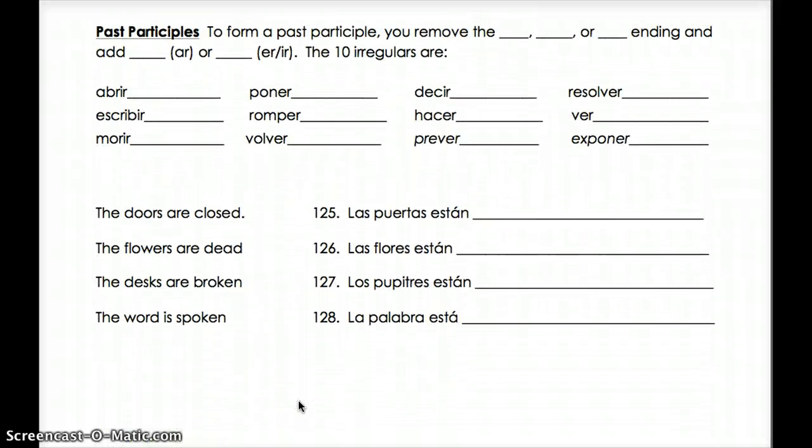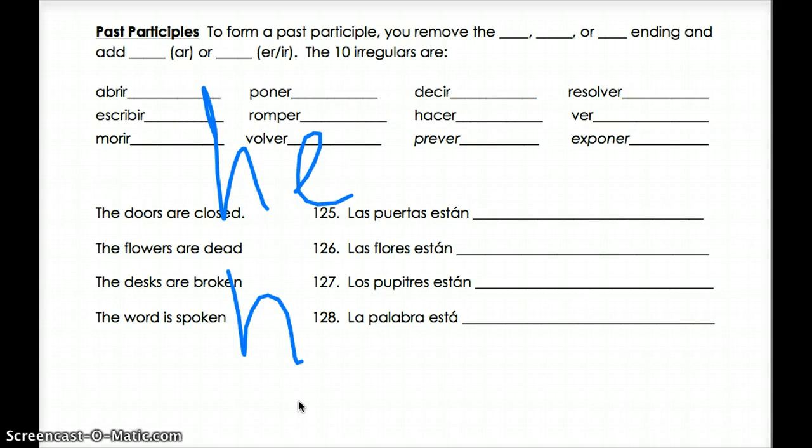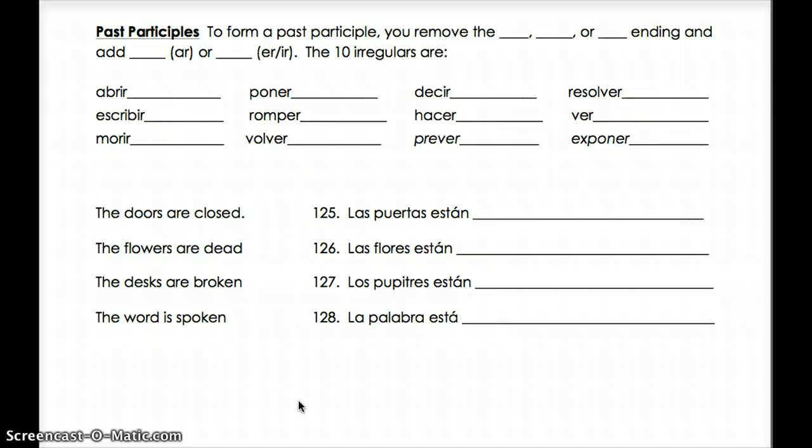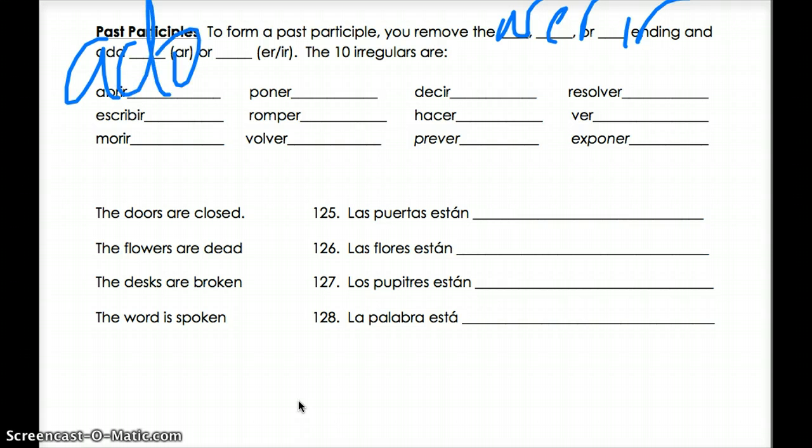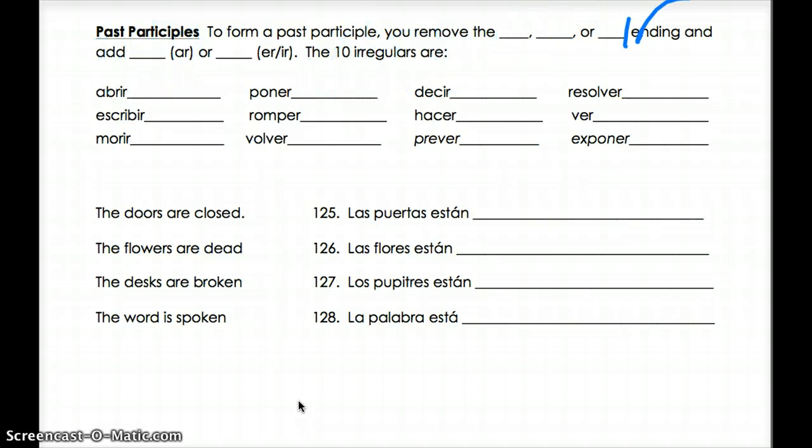All right, past participles. So we are doing actual past participles here and not the present perfect, which has the as, and all that stuff. Y'all learned that last year. We're not using it right now. But I am still doing the same thing with the verb. I'm going to remove the AR or ER or IR ending, and I'm going to add ADO for AR verbs or IDO for ER/IR verbs. And there are some irregulars.